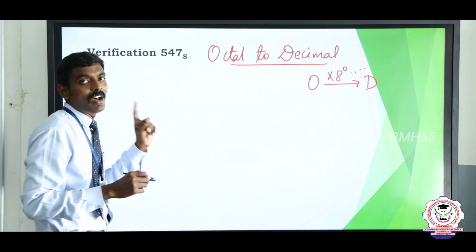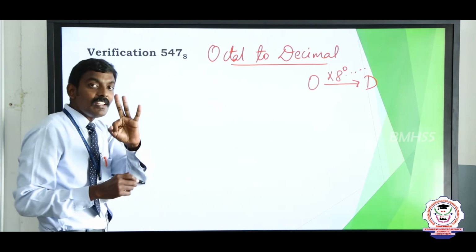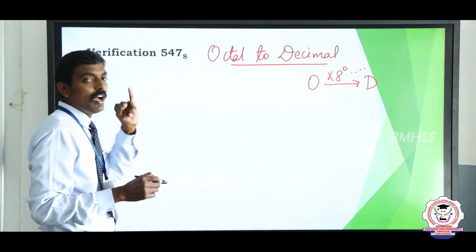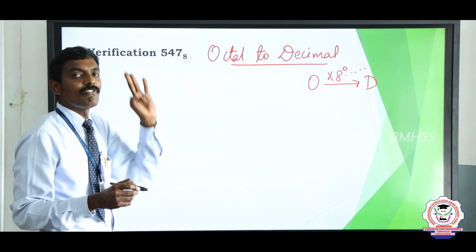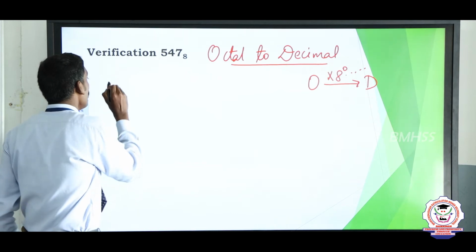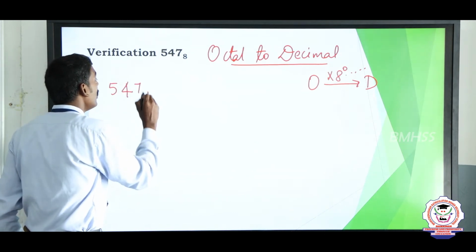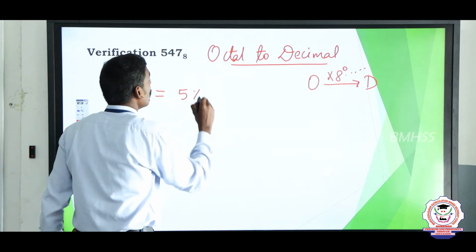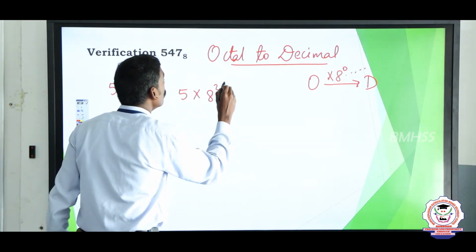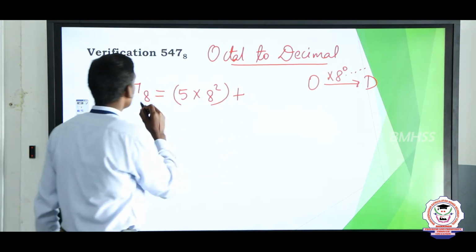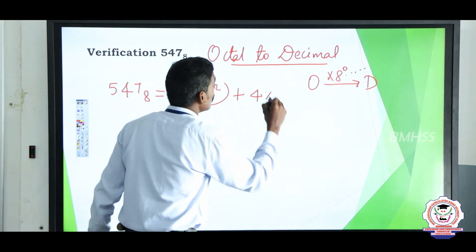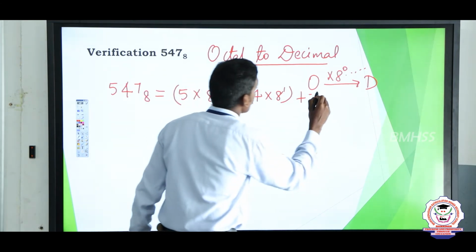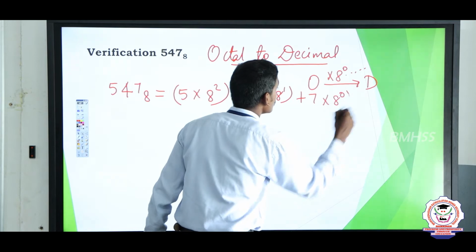In this given problem, how many digits are there? 3 digits. Very good. So it will be extended up to 8 to the power of 0, 8 to the power of 1 and 8 to the power of 2. That means 547 base 8 is equal to 5 into 8 to the power of 2 plus 4 into 8 to the power of 1 plus 7 into 8 to the power of 0.